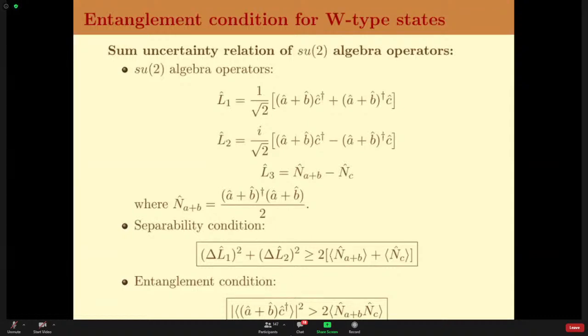Okay, since we are now considering a multimode system, we can have even biseparable states. But this condition is a condition for a fully separable state, and it is violated when the condition given here is satisfied. So one can use this condition to detect the entanglement of a multimode system, and it is a sufficient condition for multimode entanglement and a necessary condition for W-type states. So if we have a W-type state, then it will certainly satisfy this condition.